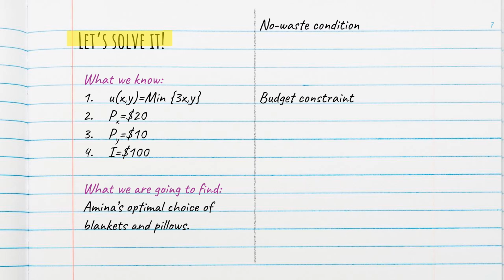The no waste condition is just that the two arguments inside of the minimization function equal each other. So we have 3x equals y. We'll call that equation 1. The budget constraint is the price of x times x plus the price of y times y equals income. We'll call that equation 2.